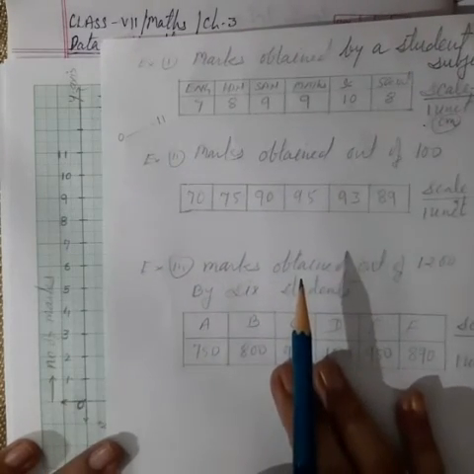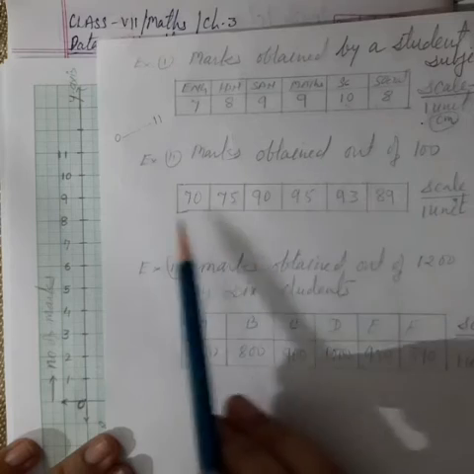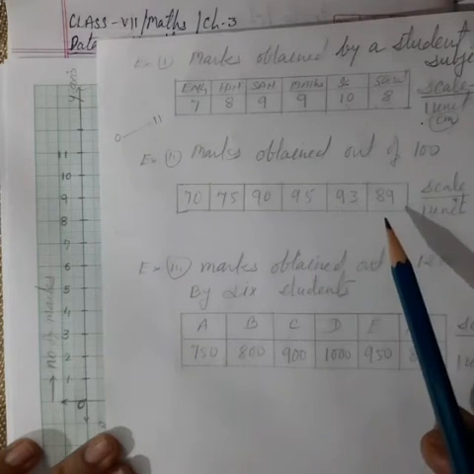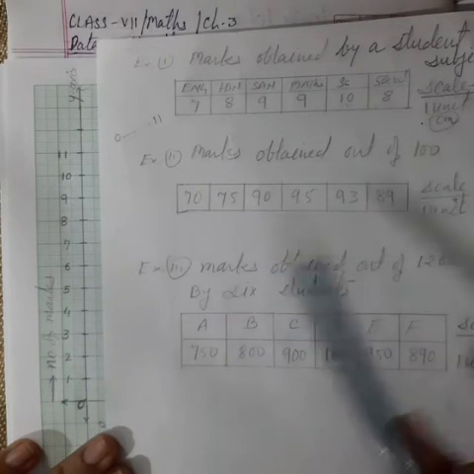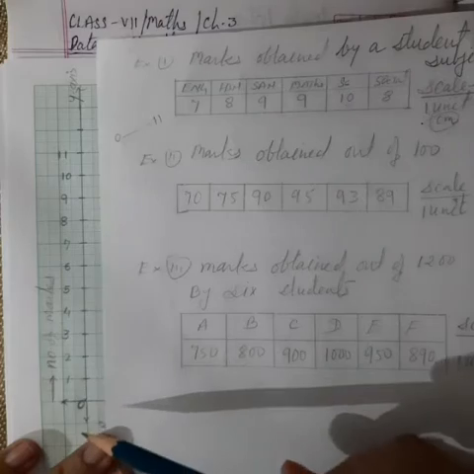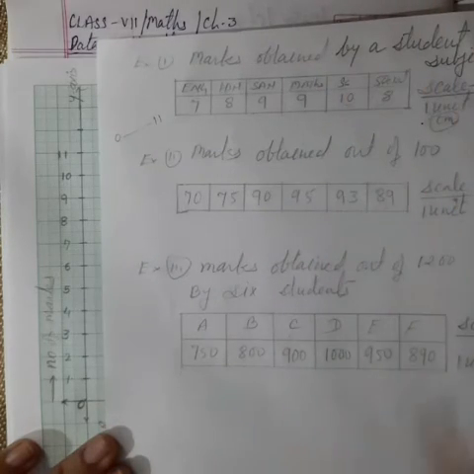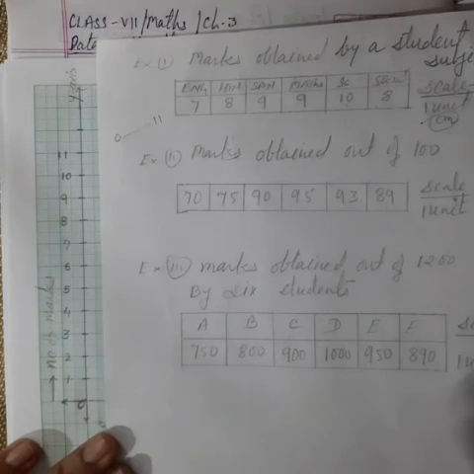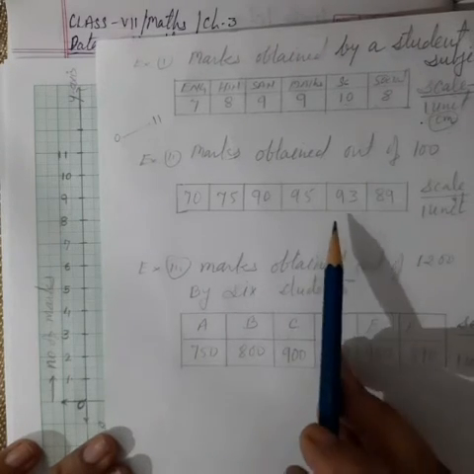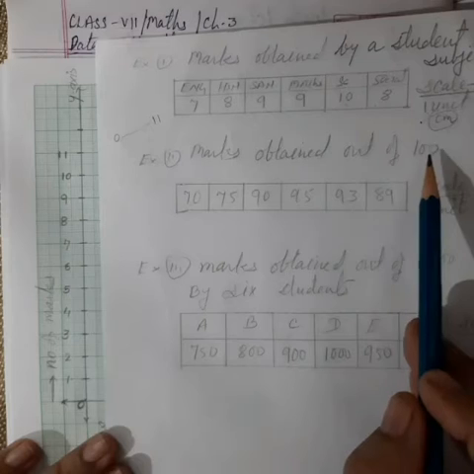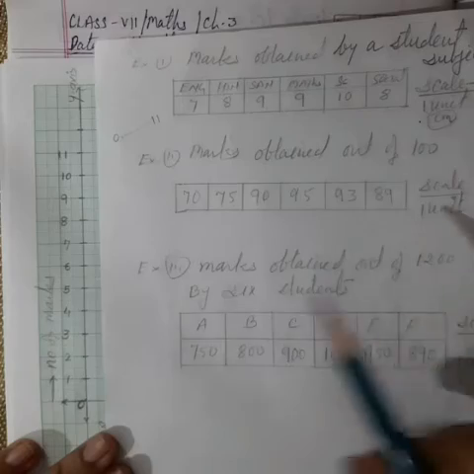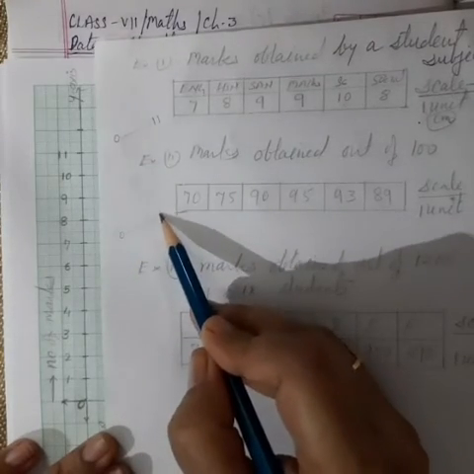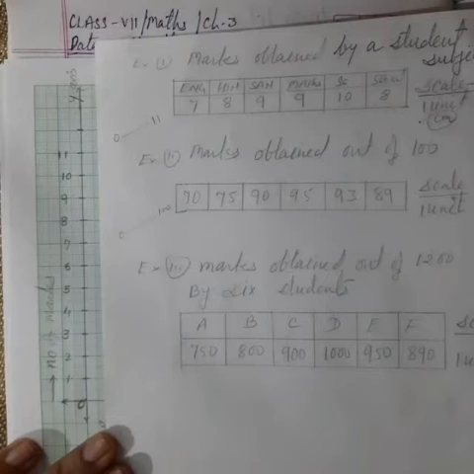Suppose these marks are out of 100, and these are the marks: 70, 75, 95, 89. Now see, if we choose this scale, 1 unit equal to 1 mark, it will become so long. No, the scale should not be too long or too short. So observe the data, the highest value is 100 here. Out of 100 it is given, so the highest value is 100. So we will divide 0 to 100 into equal parts, and one part will be our 1 unit.